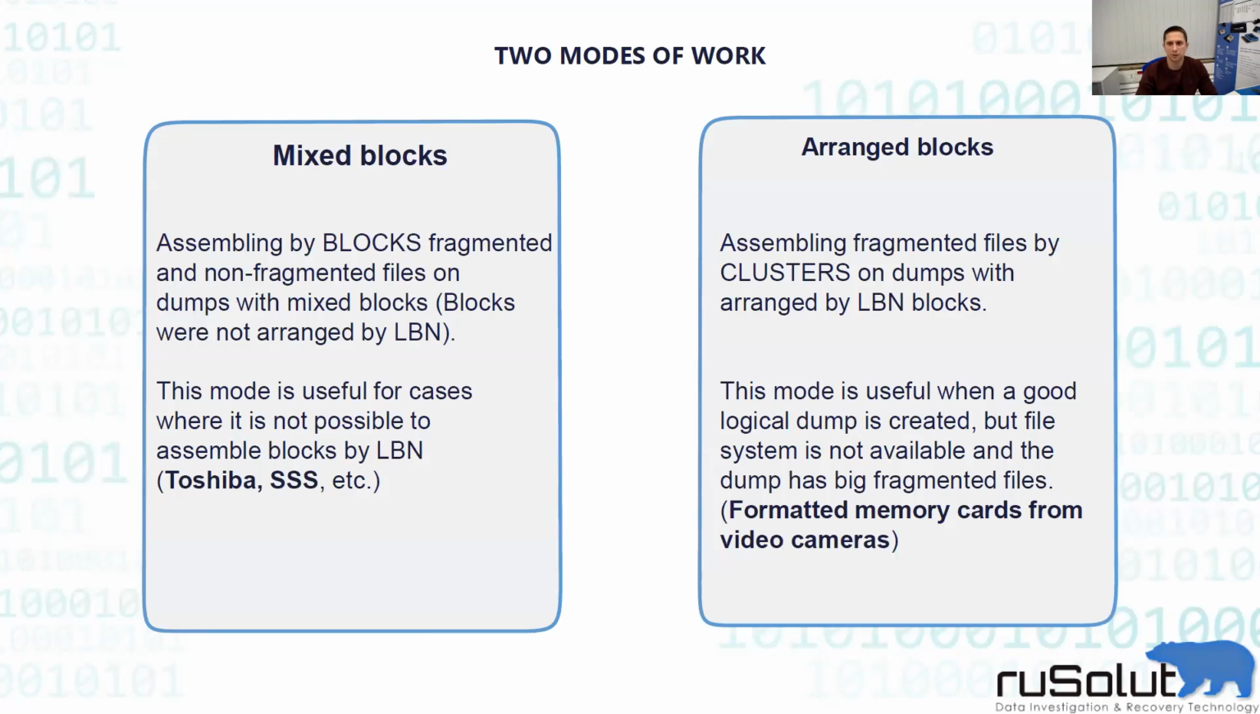The assembler can work in two modes. The first mode, let's say the main mode of work, is a mode for mixed blocks. So if you could apply ECC to the dump, XOR, and so on, the dump is actually prepared, but blocks are still mixed. You can't assemble the blocks. Then you can run this mode, and the algorithm will try to reassemble the blocks in logical order.